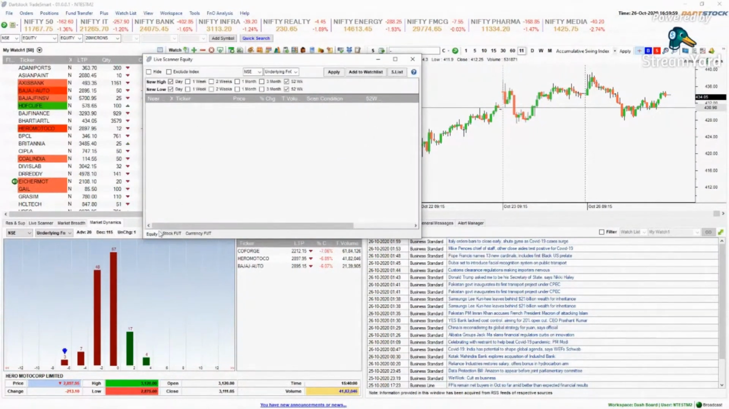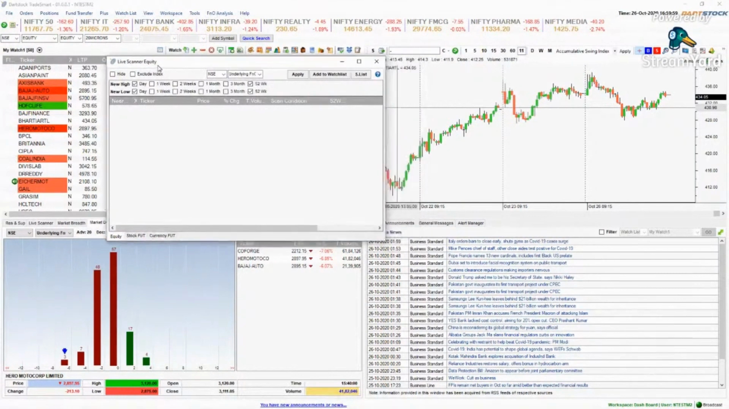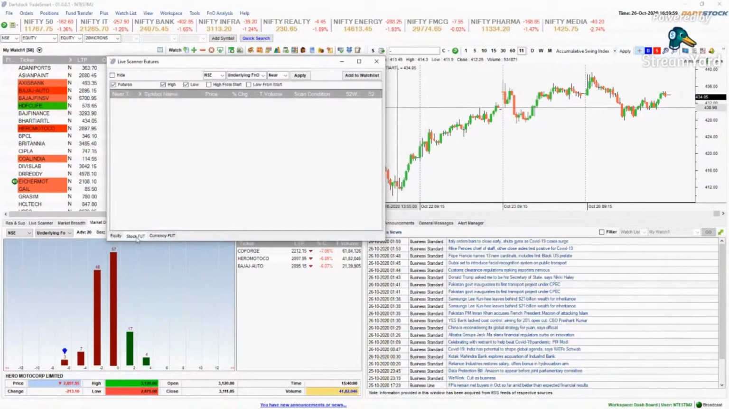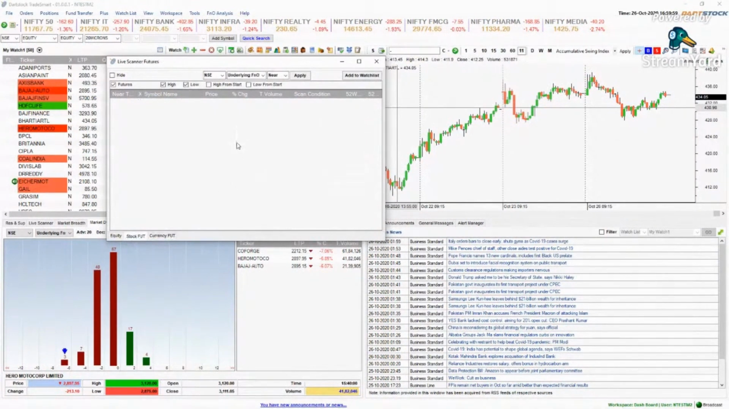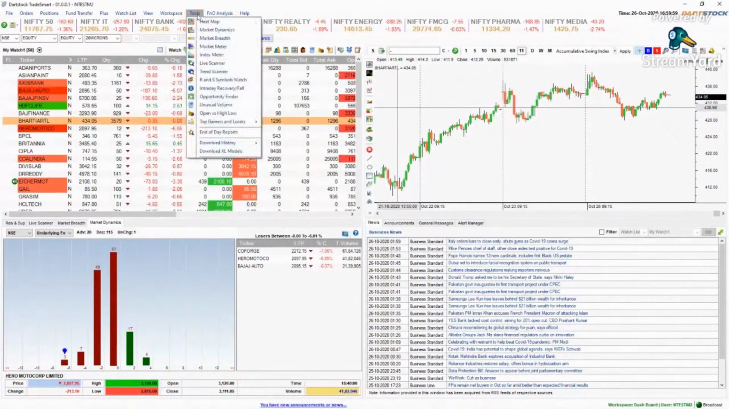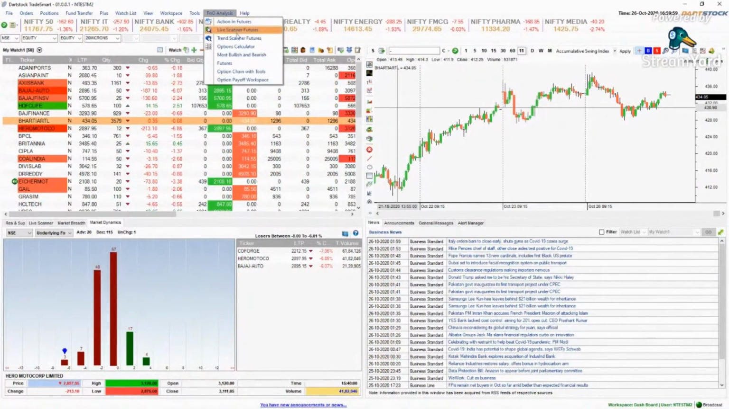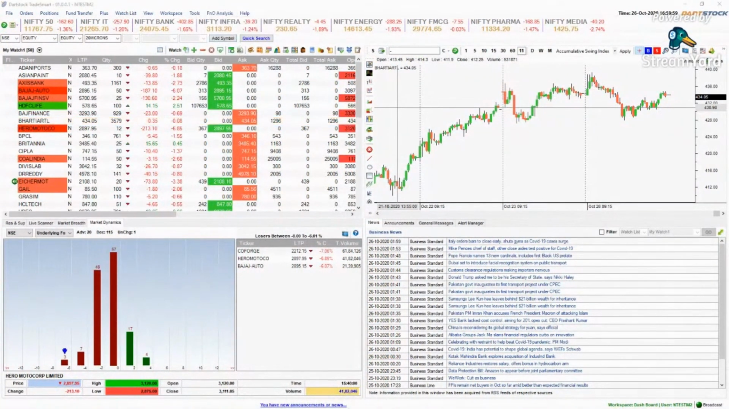Some time back you have seen the live scanner and equity. On the bottom, you see a tab which is stock futures. Of course, there is also currency futures, but I'm going to limit myself to equity today, because we are into equity analysis. Okay, and F&O, I'm talking about the trend scanner now with respect to F&O.